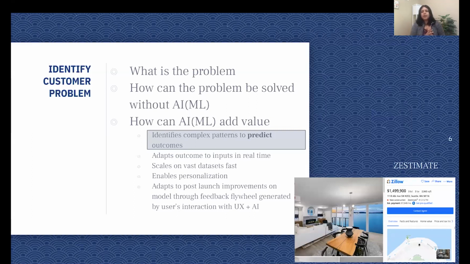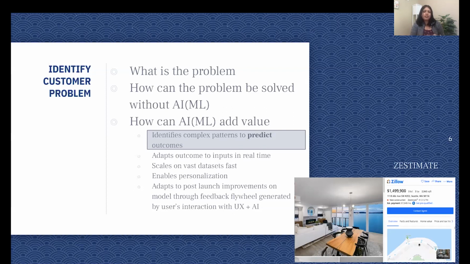So here, let's consider Z-estimate. Z-estimate is an estimate that Zillow AI provides to end users about the estimate of their home. Can this problem be solved without AI? How were people doing it before AI came into the picture? So people who wanted to buy or sell homes or rent homes would go to their agents. The agents would give them an idea about what the estimate of the home would be. And that is how they solved it in the pre-AI age.